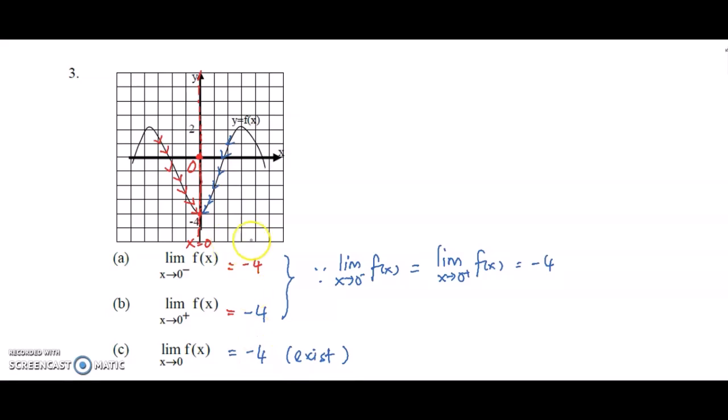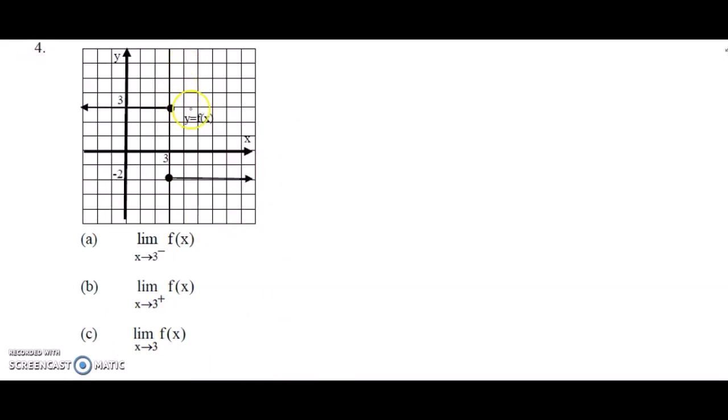Now we proceed to the next example. In this question, I again have a graph y equals f(x). Firstly, we need to find the limit of f(x) when x approaches 3 from the left hand side. So we find the line of x equals 3. I will highlight x equals 3 with the red color. This is the line having the equation x equals 3.